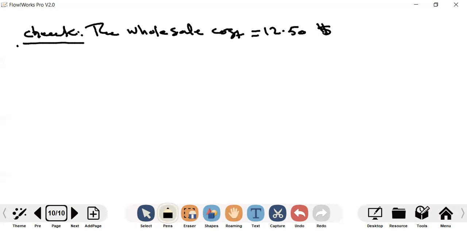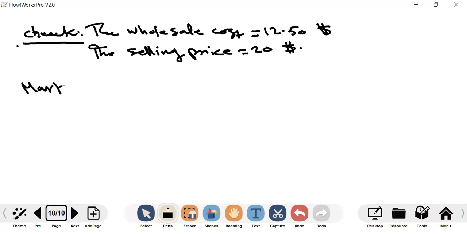She sold this item for how much? So the selling price is how much? 20. So the selling price here is $20, right? Continue. What is the percent of markup? We want the percent of markup. Markup percent equals the selling price minus the wholesale cost, divided by the wholesale cost, all multiplied by 100.